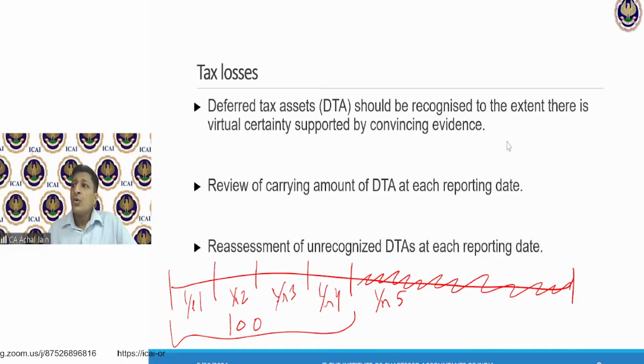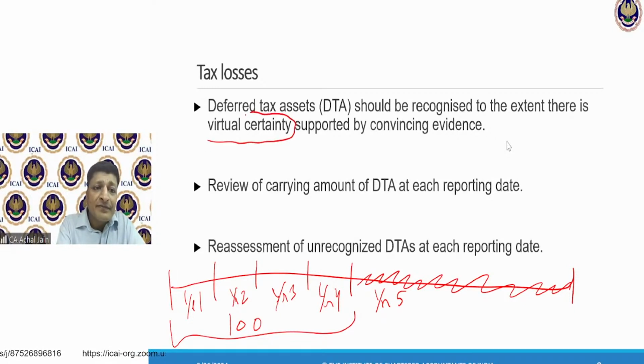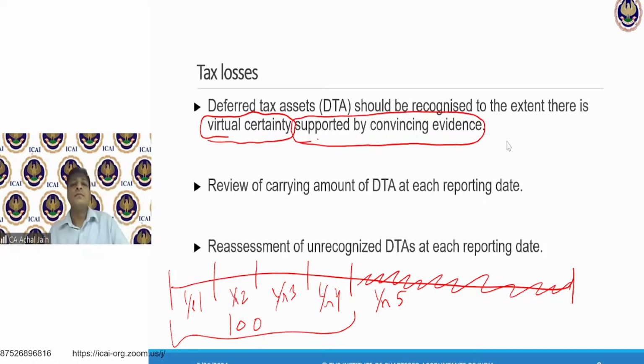So now standard is saying that this DTA on tax losses can be recognized by the company only if it meets this stringent requirement. What is that? That there is a virtual certainty supported with convincing evidence. Virtual certainty around what? That the company will make profits in the future years. Supported by convincing evidence. What do you mean?